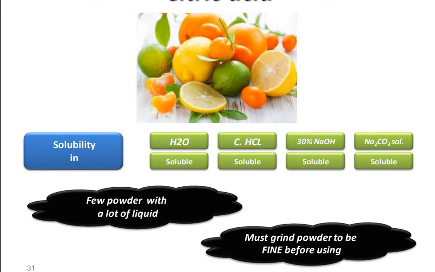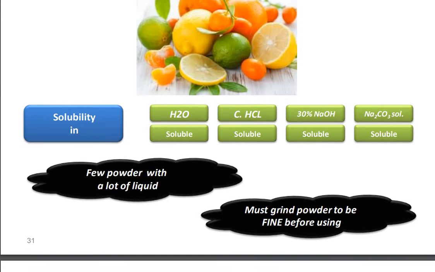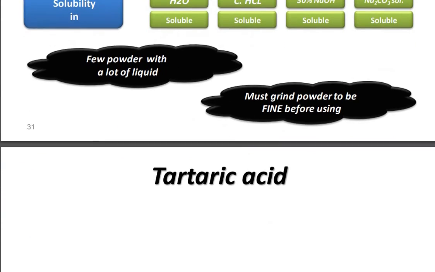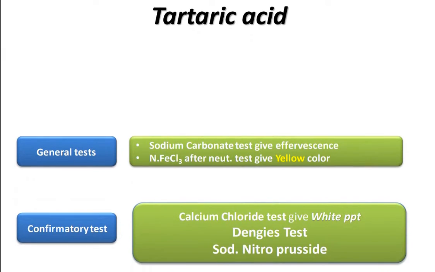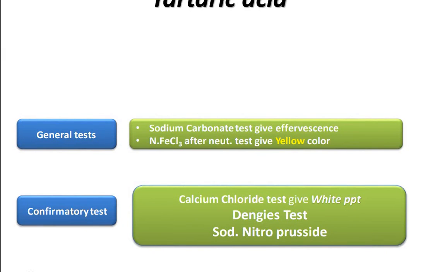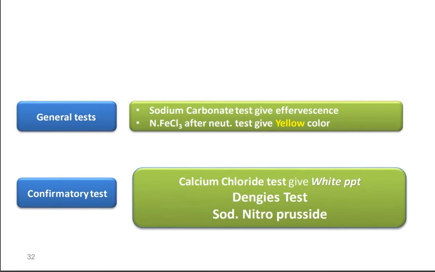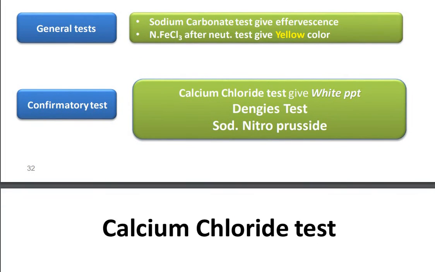So few powder with a lot of liquids, you must grind the powder to be fine before using. Tartaric acid. General test: sodium carbonate gives effervescence. Ferric chloride after neutralization gives yellow color. Conformity test: calcium chloride test gives white precipitate.